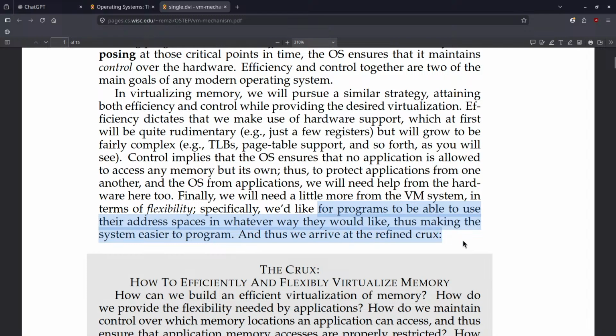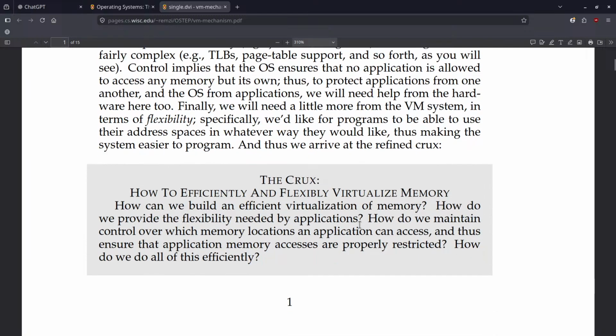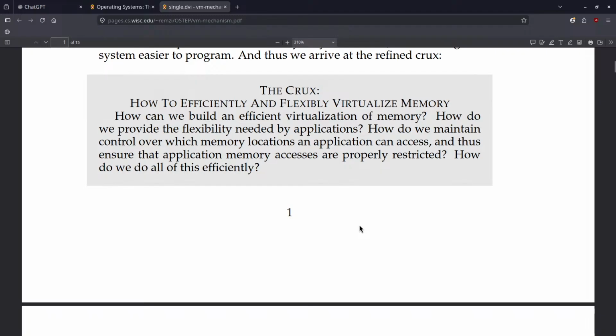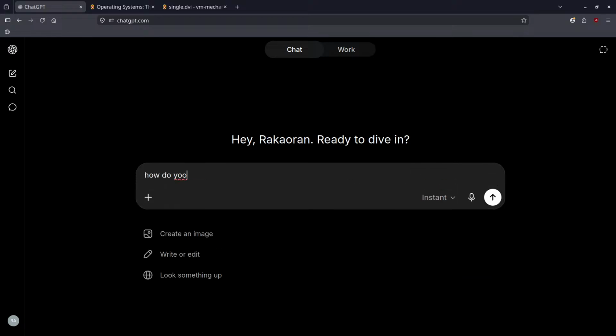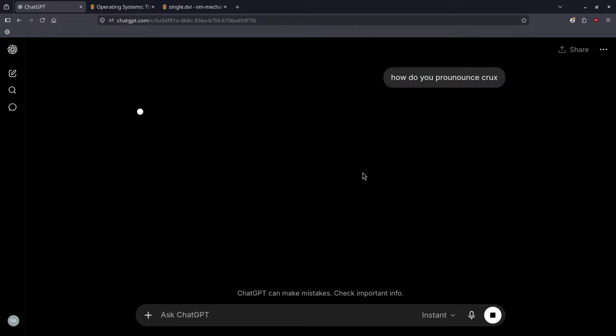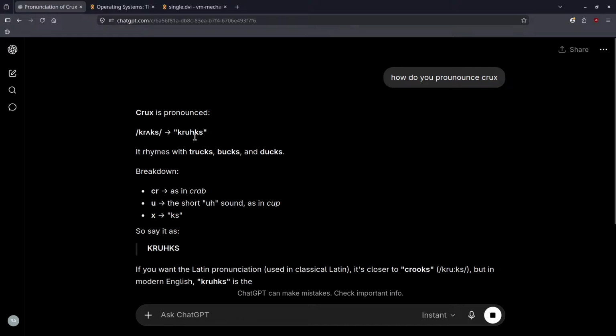And thus we arrive at the refined crux. Wait, let me ask, how do you pronounce crux? Crux. Box, ducks, crux, trucks, crux.